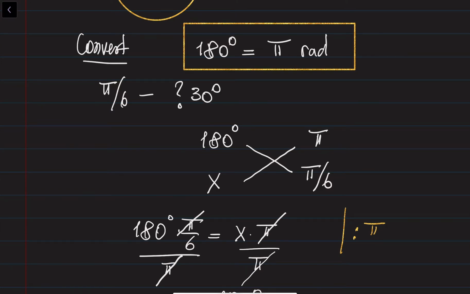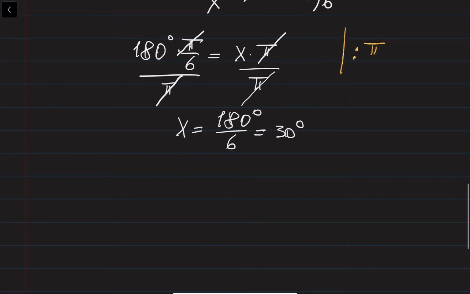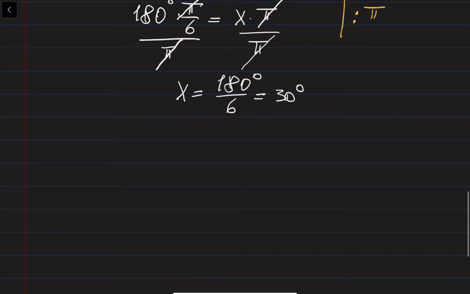At the same time, we can do the vice versa. Let's say you are given an angle like 60 degrees. What is its radian equivalent? And again, you need to remember one equation or one correspondence: 180 degrees is equal to pi radians.